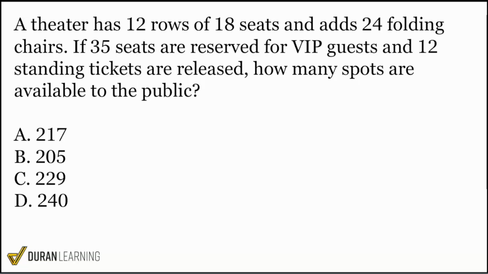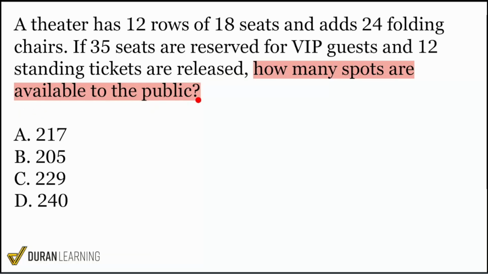Okay. So with that said, everybody, the key phrase here is how many spots are available to the public. Again, how many spots are available to the public? So when we go through things here, it says a theater has 12 rows of 18 seats and adds 24 folding chairs. If 35 seats are reserved for VIP guests and 12 standing tickets are released, how many spots are available to the public?